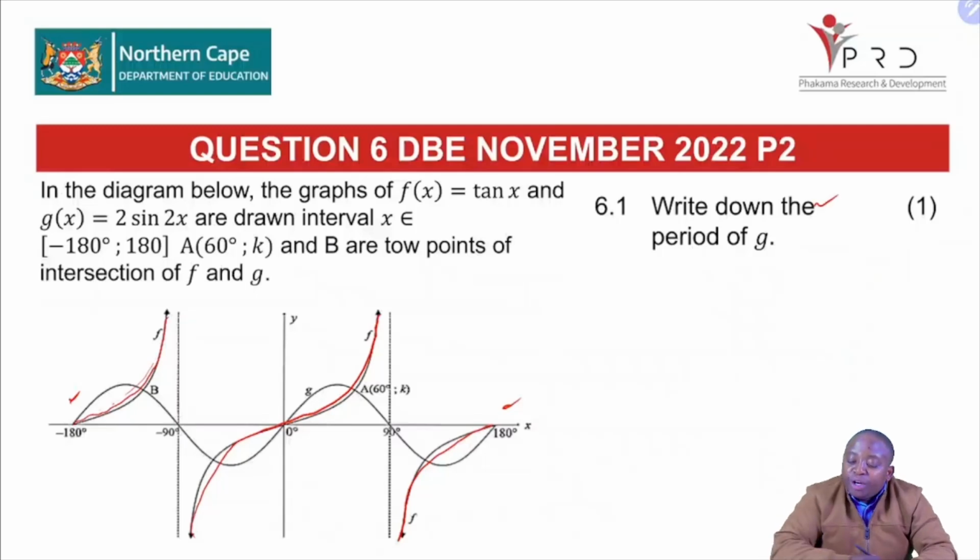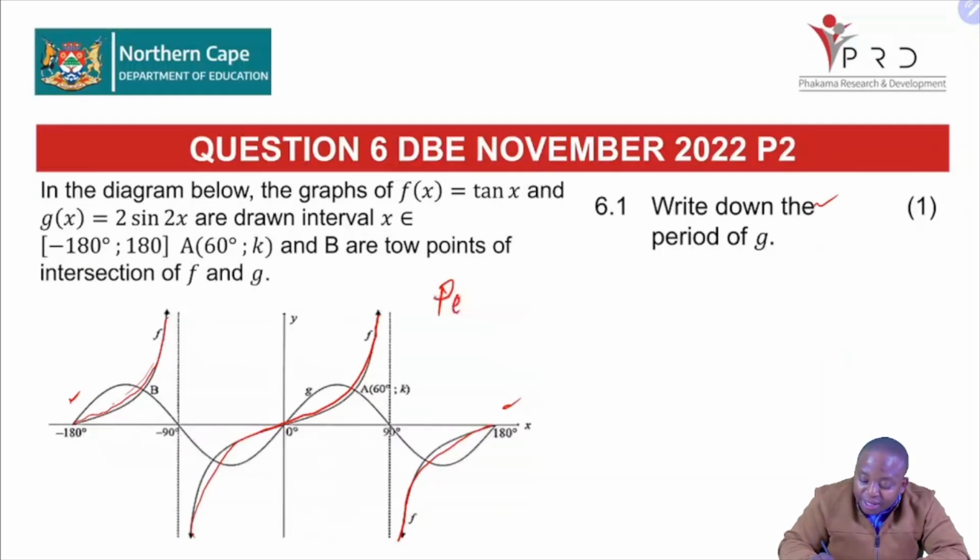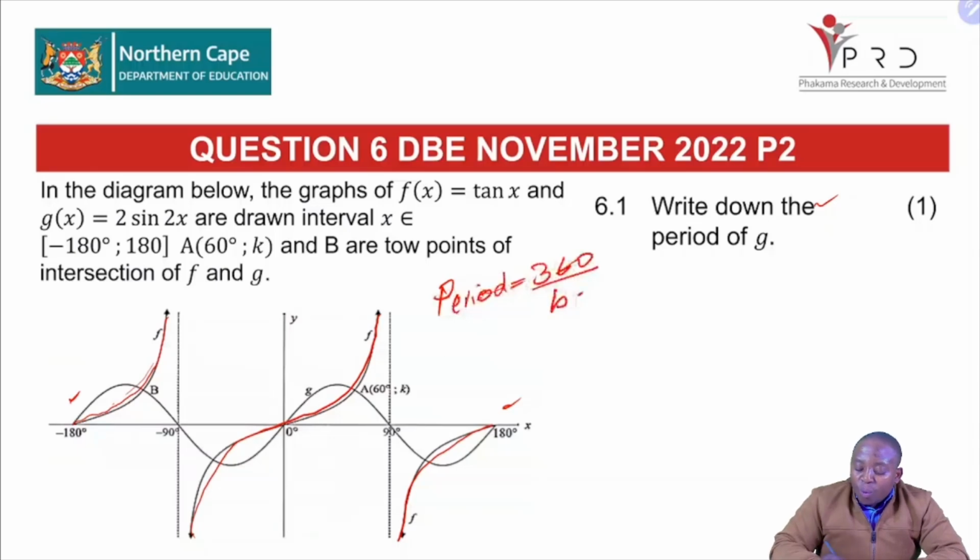Write down the period of g. Where is g? g is my sine graph. How do we write the period of the sine graph? Remember, the period of a sine graph is equal to 360 divided by b. What we have is sine bx. So that is where we are looking.